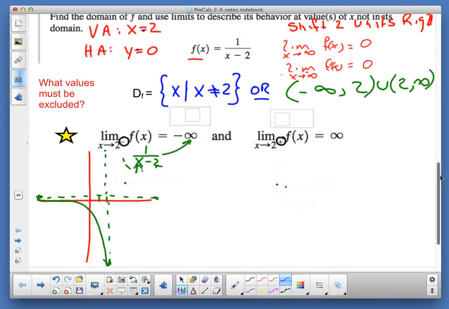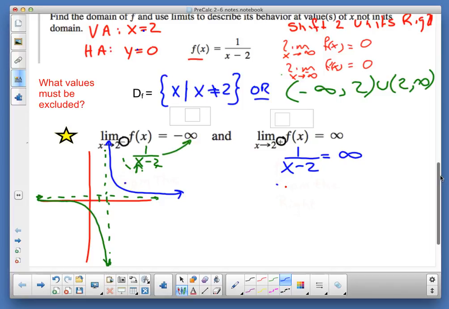On the right side of 2, think about this: I've got x, positive x, bigger than 2. As I come in on this side, it's going to be a positive infinity as my graph takes off and goes to infinity that way. So this is the picture of my graph, and we're talking about what it looks like on either side of the vertical asymptote.